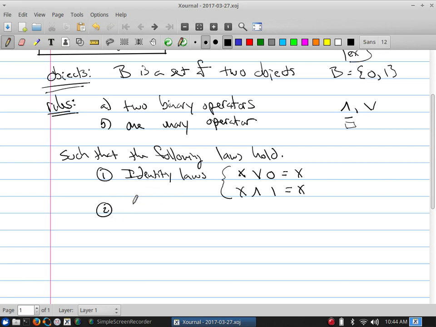Two, complement laws. If you take an object and its complement, if you take a complement and the original object and you use the V operator and you look up above and you notice that 1 was the identity of the AND, then an element V'd with its complement will spit out the identity of the AND. If we go the other way, it spits out the other identity.